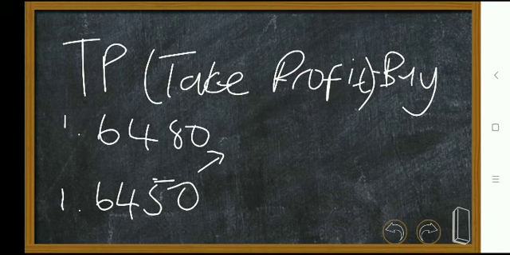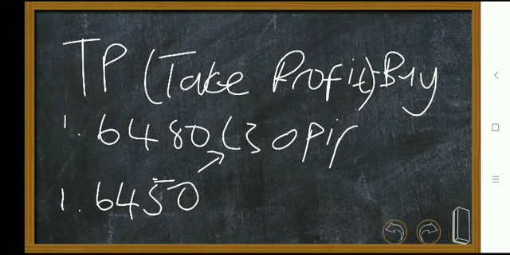1.6480. If your take profit is set at this price, which as you can see is 30 pips, the order will automatically close if you're not around. It will close at this price. Then you've gained a profit of 30 pips. That's your take profit. It's an automatic order. And as you can see, it's a higher price than your entry price. So this is your take profit for a buy.